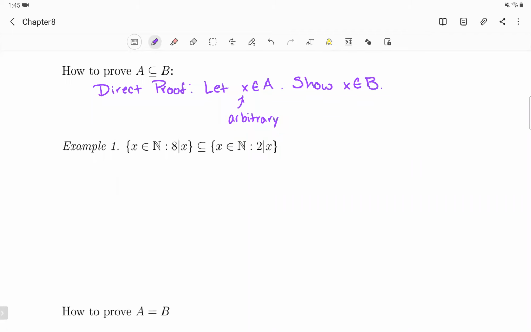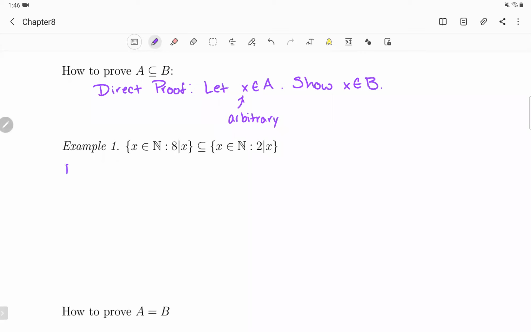All right, so here I have the set of all natural numbers that are a multiple of 8, and I'm saying that's a subset of the set of all natural numbers that are a multiple of 2. Everybody see that? 8 divides X means X is a multiple of 8. 2 divides X means X is a multiple of 2. So first of all, does that make sense that the multiples of 8 are a subset of the multiples of 2? Yeah, because 16 would be both, but like 12 would be a multiple of 2, but not 8. So makes sense. So let's see how our proof will look.